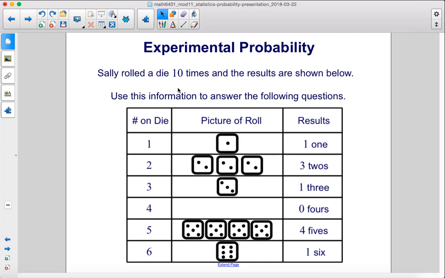Sally rolled a die 10 times, and the results are shown below. Use this information to answer the following questions. Alright, just so we see what we have here, we have the number on the die and the picture of what the die looks like. So a number 1 looks like this, a 2 looks like this, and this is how many times she landed on each number. So she got 1 once, she got 2 3 times, and so on.